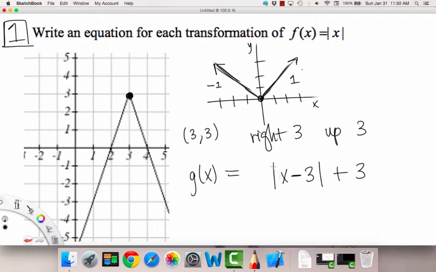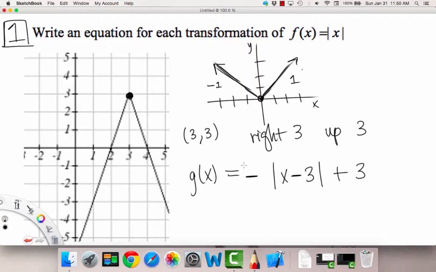Now let's see if there's anything else we have to add in front. We do see that this V is pointing down instead of up. So that means we have to have some kind of vertical reflection. If it's flipped upside down, that means we have to add a negative sign in front.